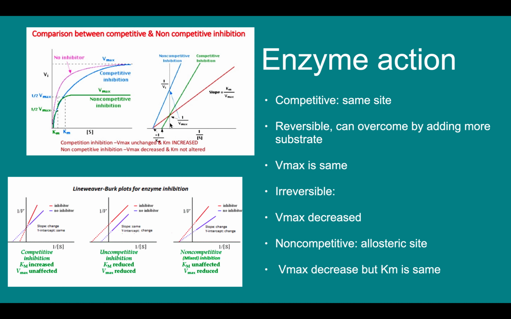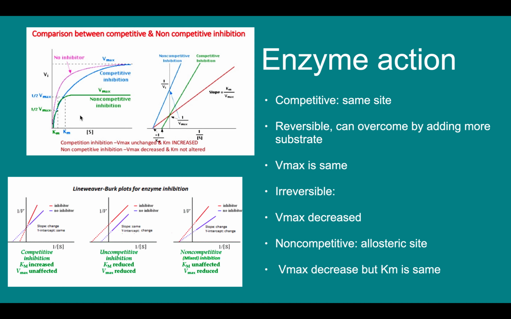In an irreversible inhibitor, the Vmax will decrease, and a non-competitive inhibitor works via the allosteric site. The Vmax will decrease, but the Km will stay the same, so the x-intercept will be the same. So you can see here, this is going to be the Lineweaver-Burk plot.